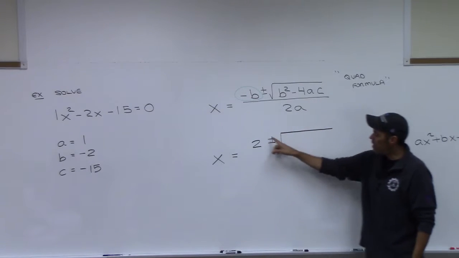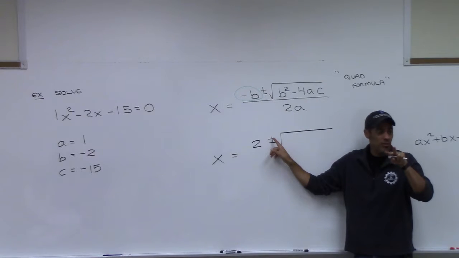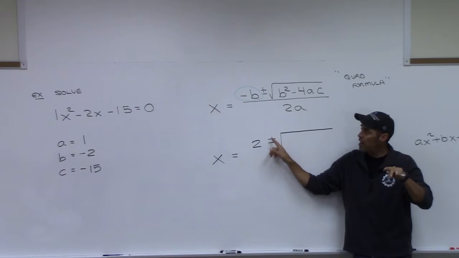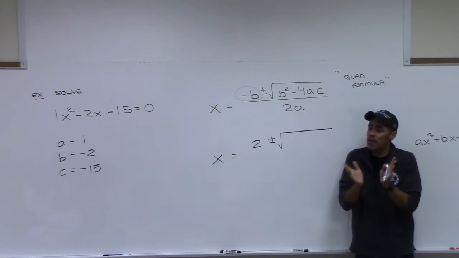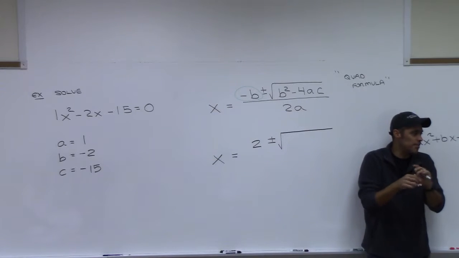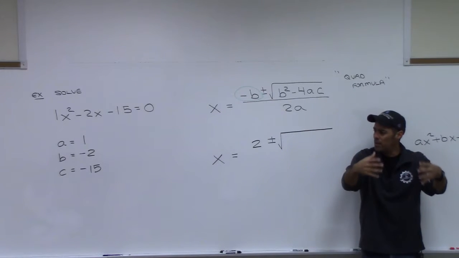Now this plus or minus means that we're actually going to get two answers. And with quadratic equations, we normally have two. Sometimes we only have one, sometimes we have none. We'll talk about that later.